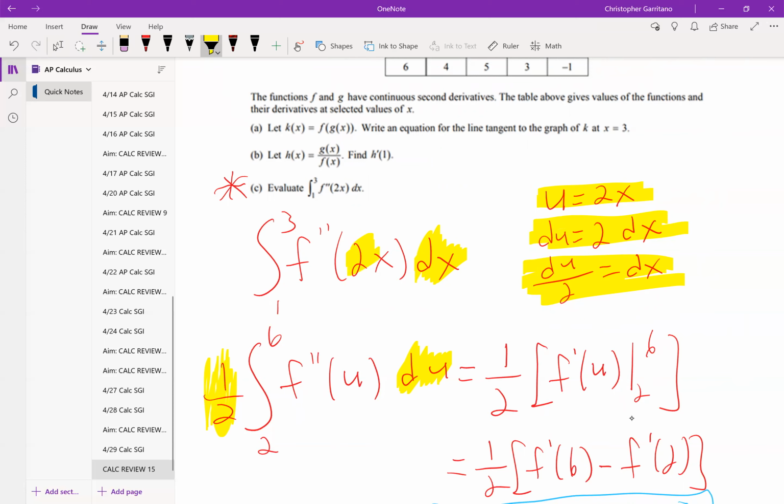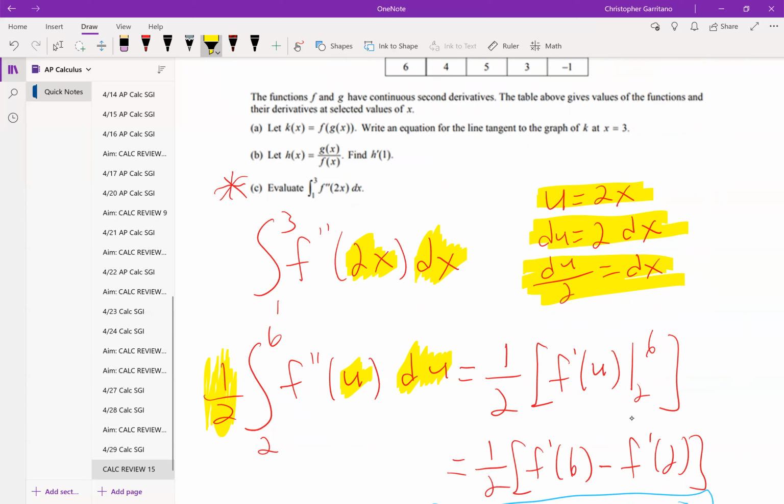Instead of 2x here, I have u. And the one thing that is often overlooked is the limits of integration also need to change, because when we're integrating from 1 to 3, that's with respect to x. We are now integrating with respect to u, so we need to adjust and update our limits of integration.